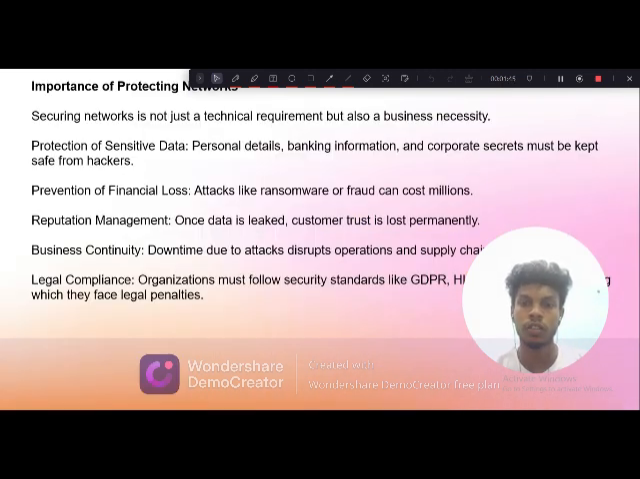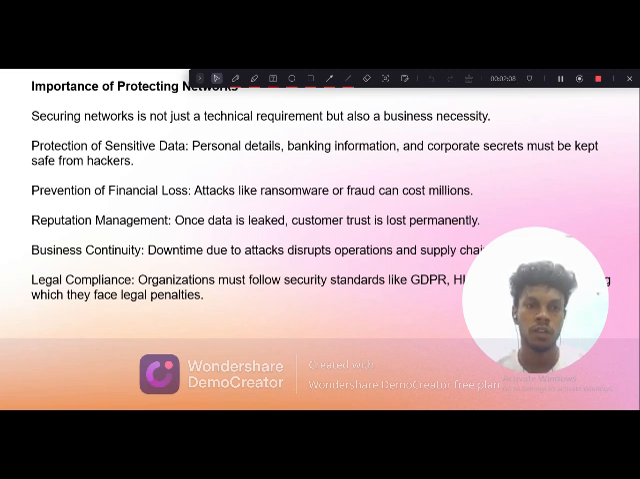If the networks are not secure, personal details, banking data, and company secrets can be stolen. Attacks also cause financial loss, reputation damage, and downtime in services. Governments even require companies to follow laws like GDPR or HIPAA to protect data.